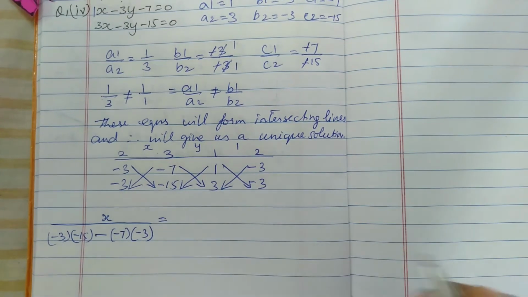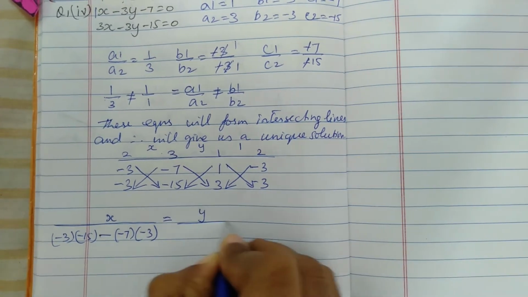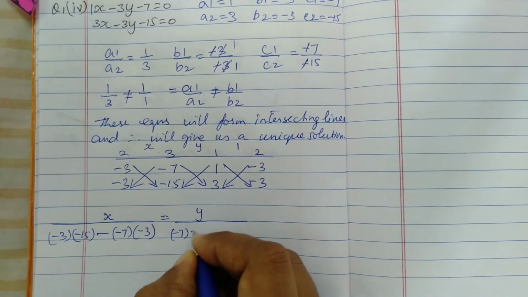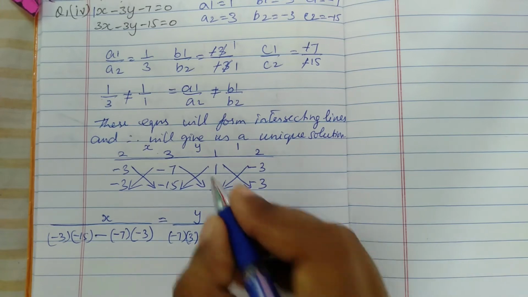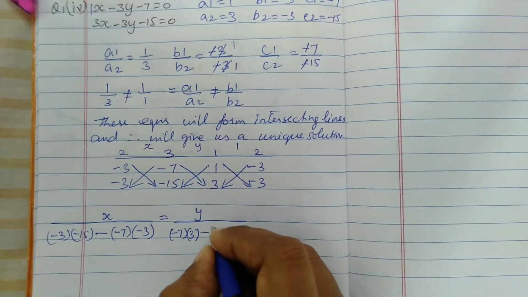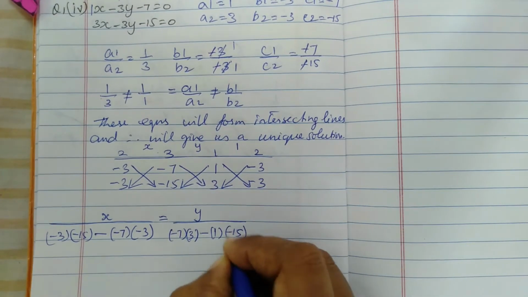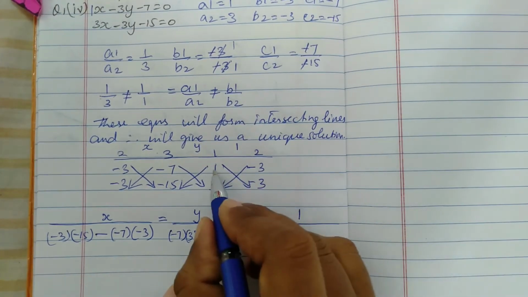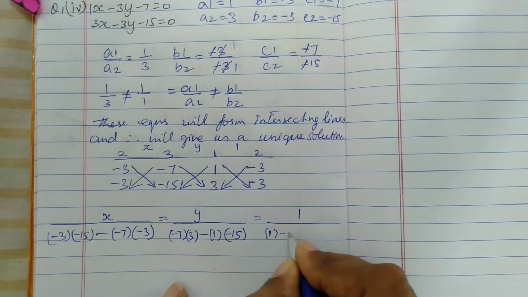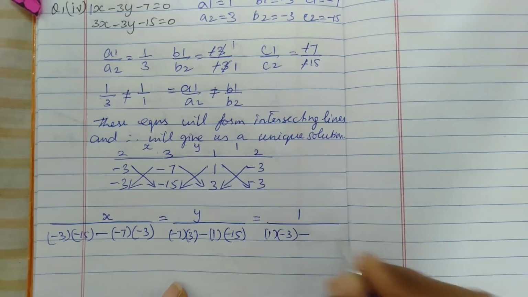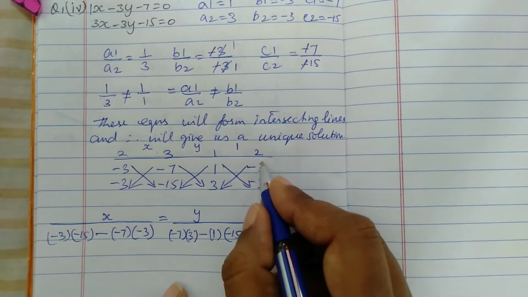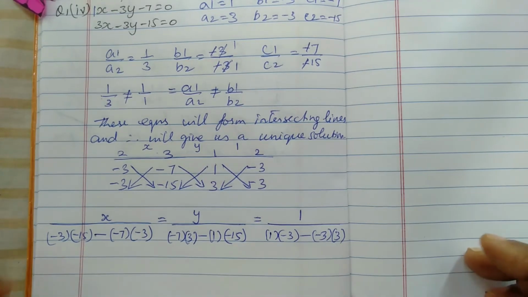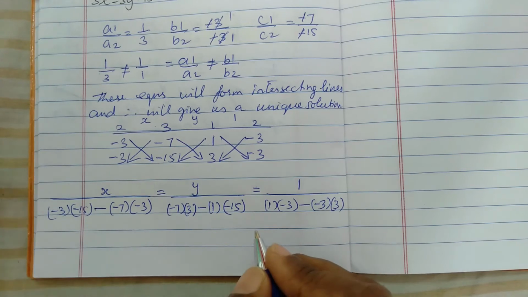Now is equal to y minus 7 into 3, and then minus 1 into minus 15, is equal to, for 1 into minus 3, and then minus sign and then 3 into minus 3 into 3. Okay, now let's solve it.